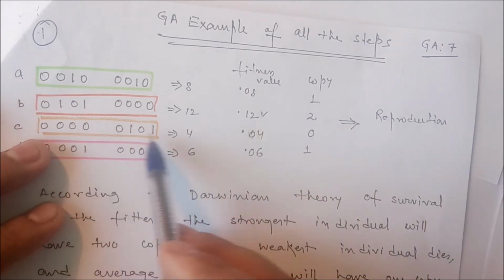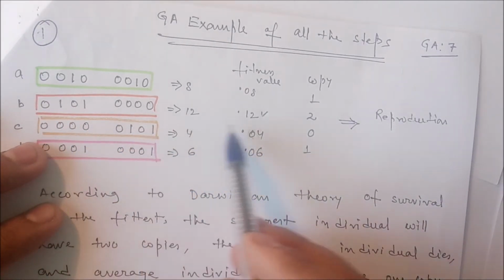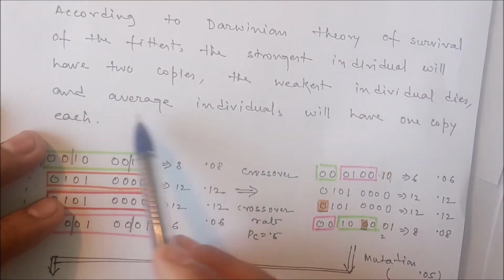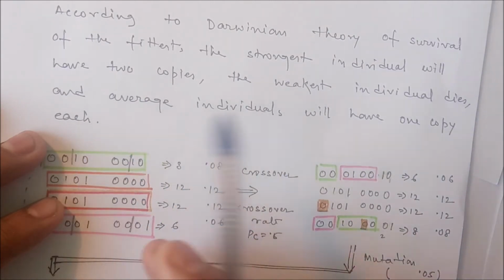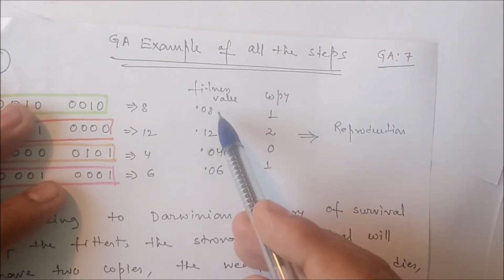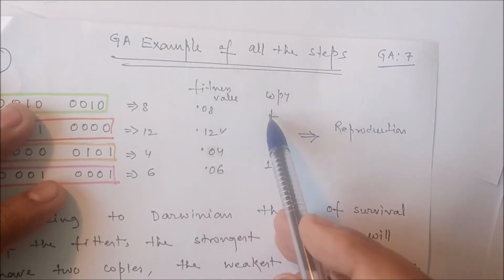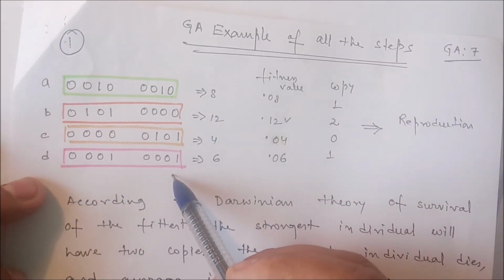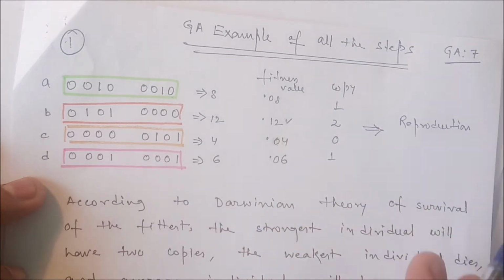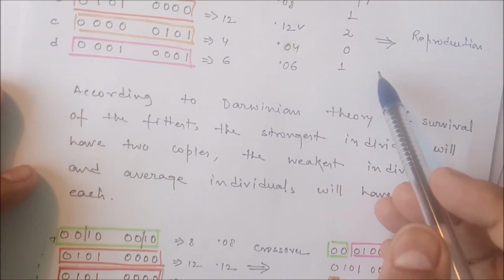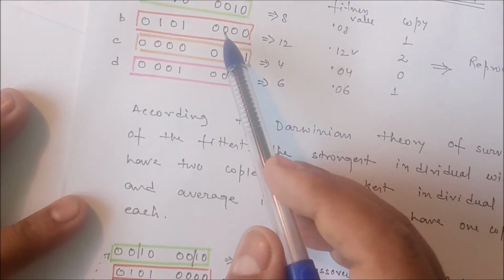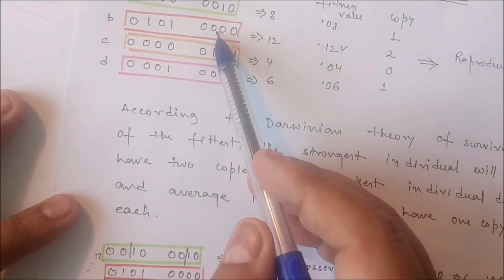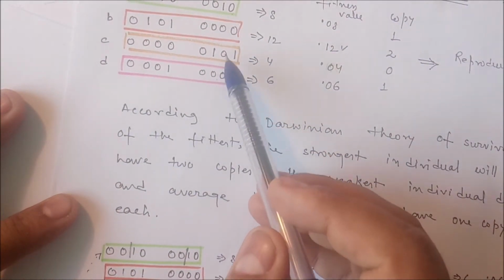We don't take this particular chromosome for the next generation, and the average individuals will have one copy each. These two are the average individuals, so we will take one copy of this particular individual as well as this particular individual. Okay, so that means here we apply the selection. We have to select these chromosomes.